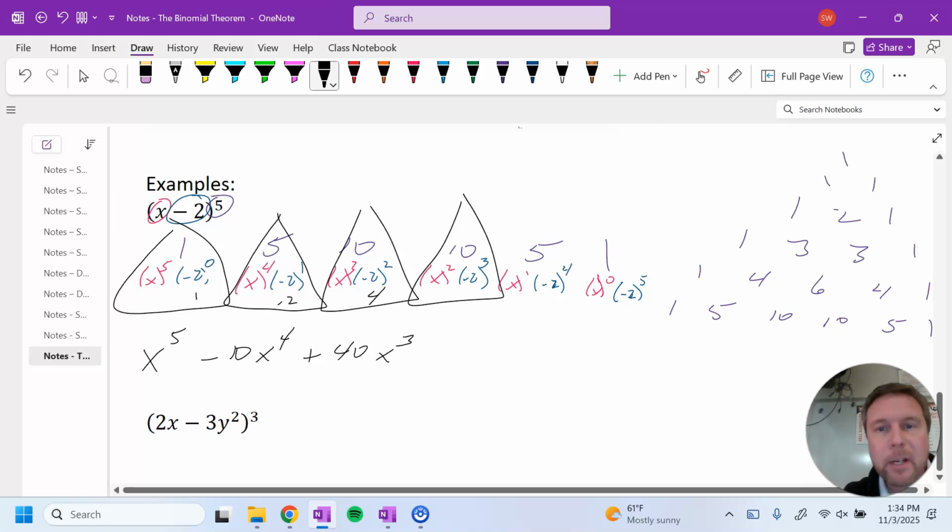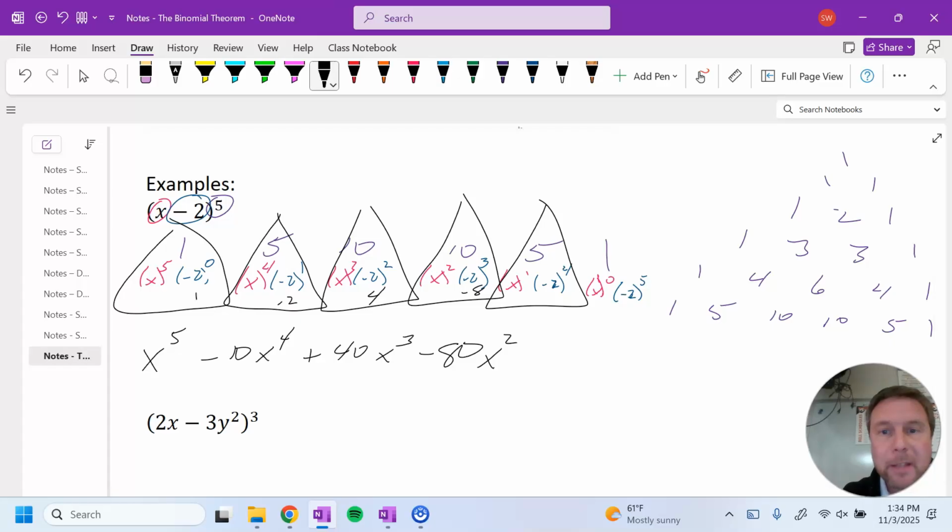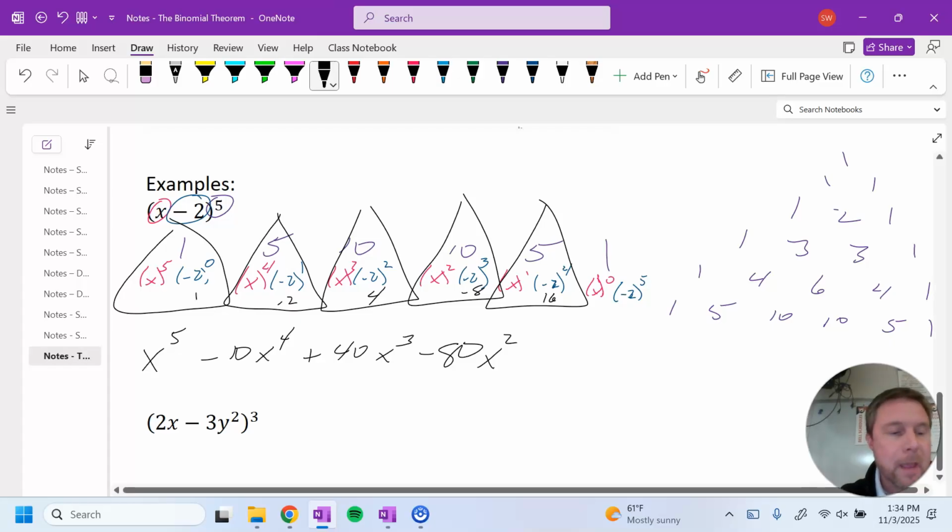All right, look at this next one right here. Negative 2 cubed is a negative 8. So negative 8 times 10 is a negative 80, and that's x squared. Over here, I've got negative 2 to the 4th. Negative 2 times itself 4 times in a row is a positive 16. And then I think a 16 times a 5 is actually going to be a positive 80 times x to the 1st, which is just times x.